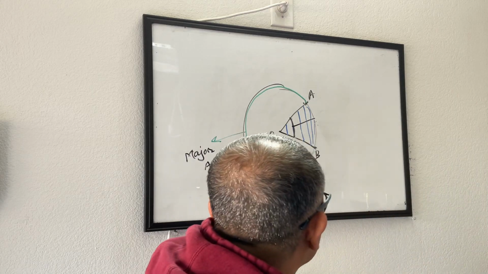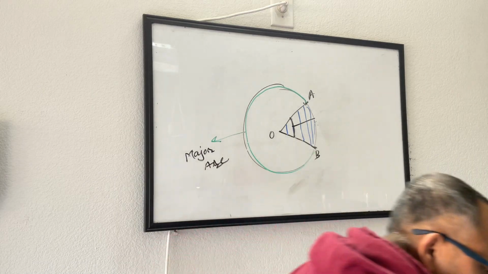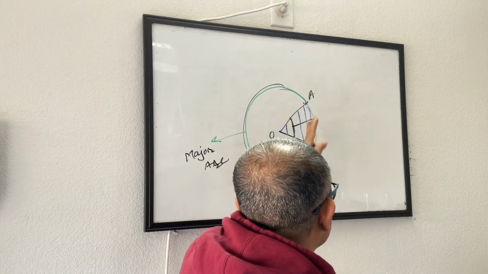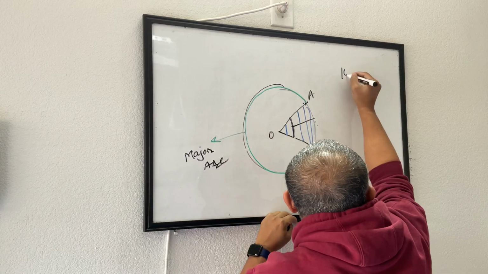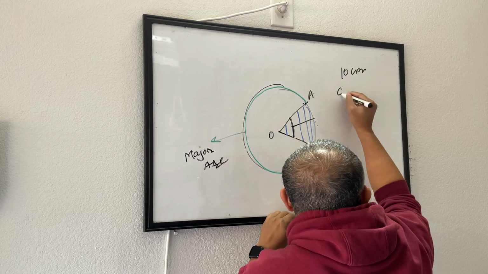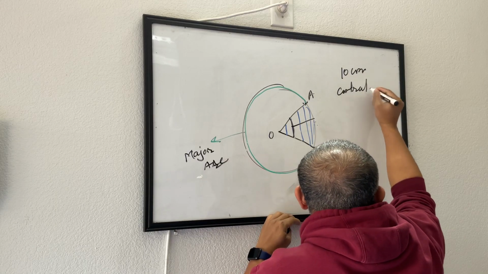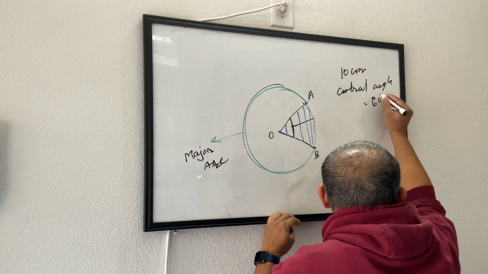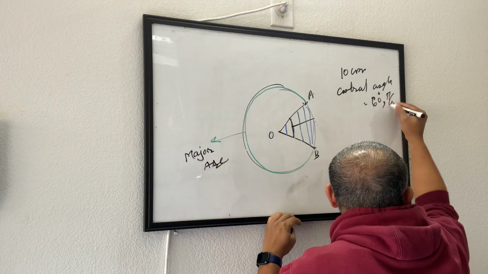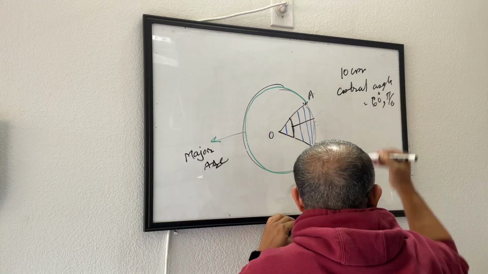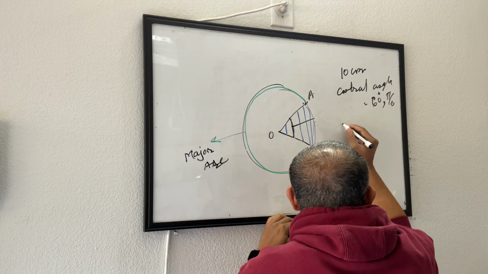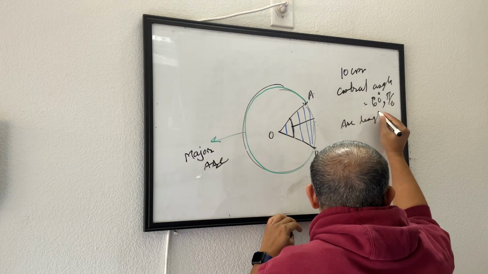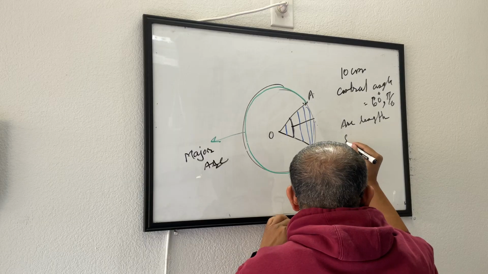So now, let me give a simple situation that you'll deal with. Somebody says, you have a circle of radius 10 centimeter and the central angle is 60 degrees or pi by 6 radian. Find out the arc length and the sector of the circle.